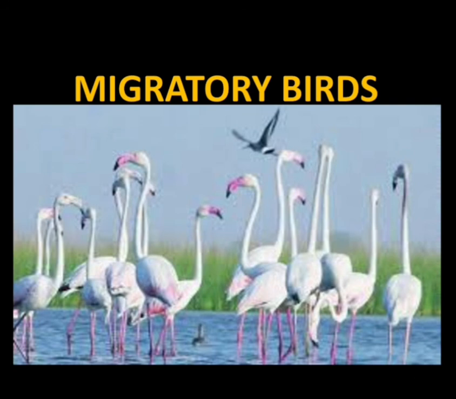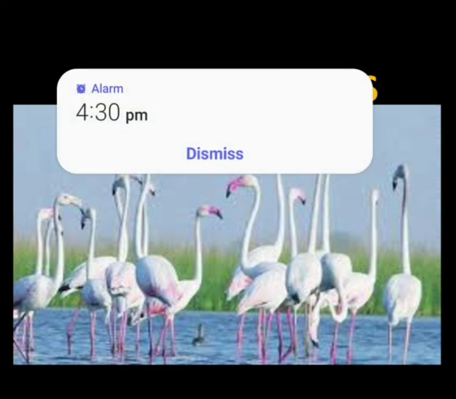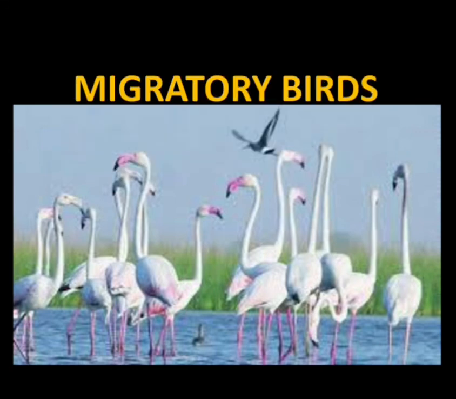Migratory birds. Some birds, such as pelicans, Siberian crane, storks, flamingo, pin-tailed duck, and curlew migrate to our country in the winter season every year. They come here in December and they stay till early March. These types of birds are known as migratory birds.